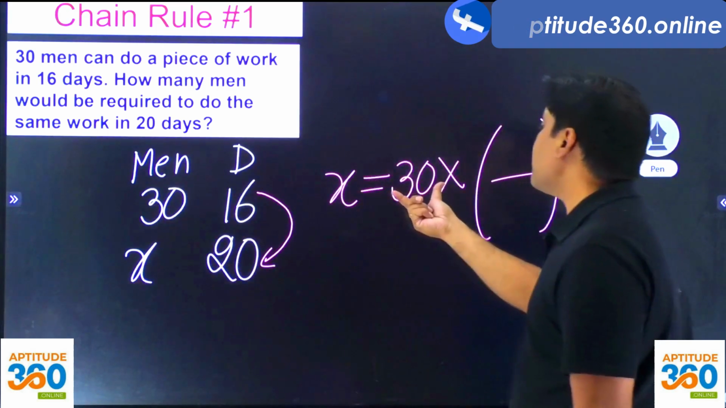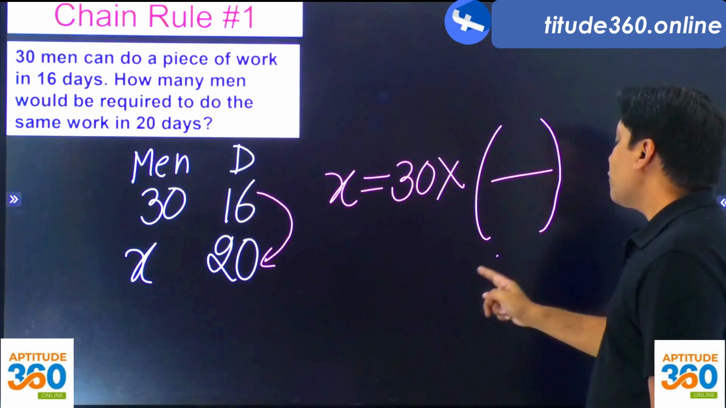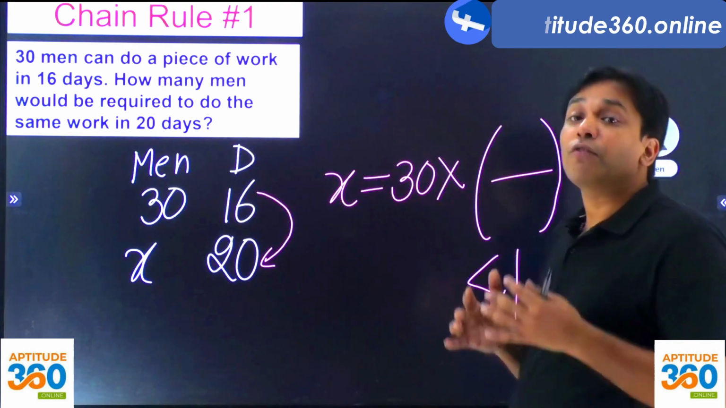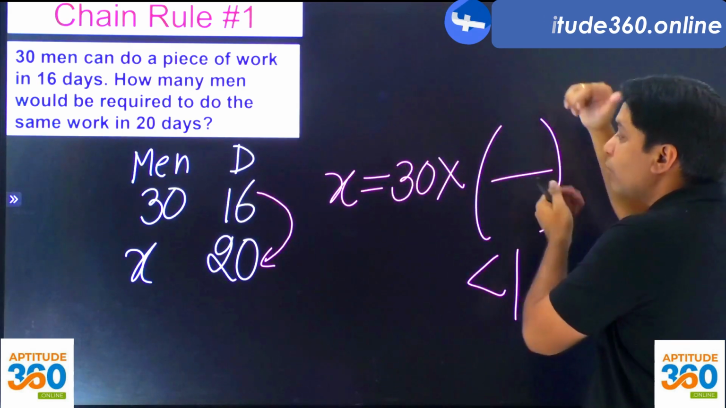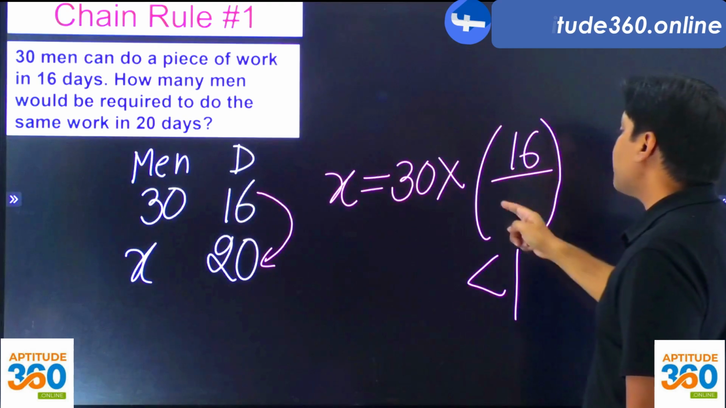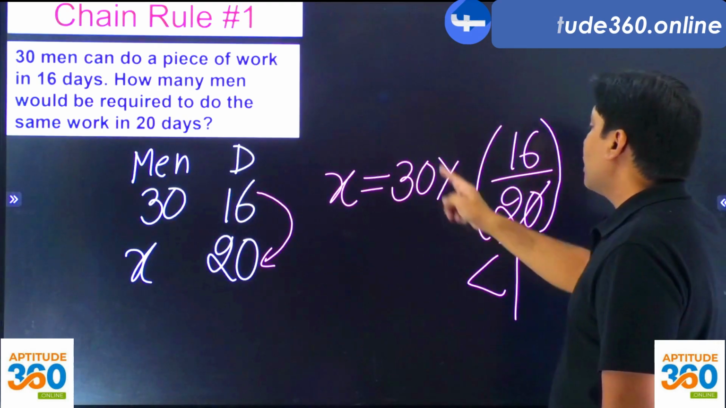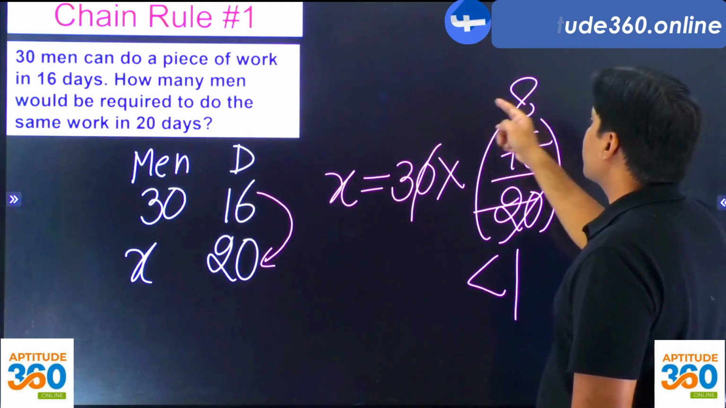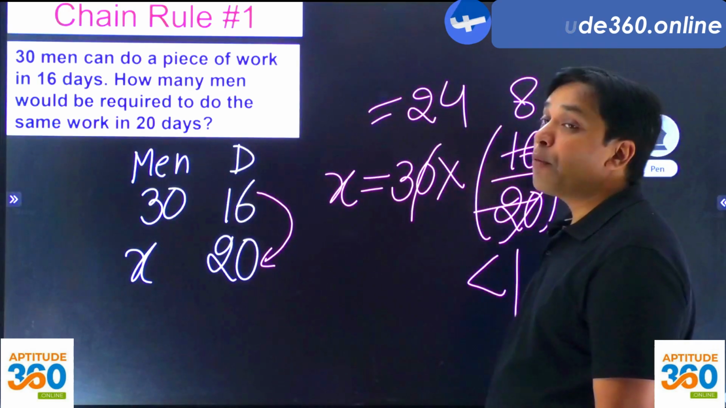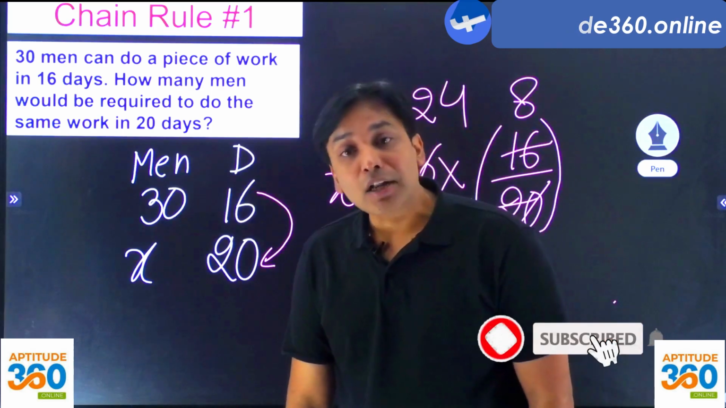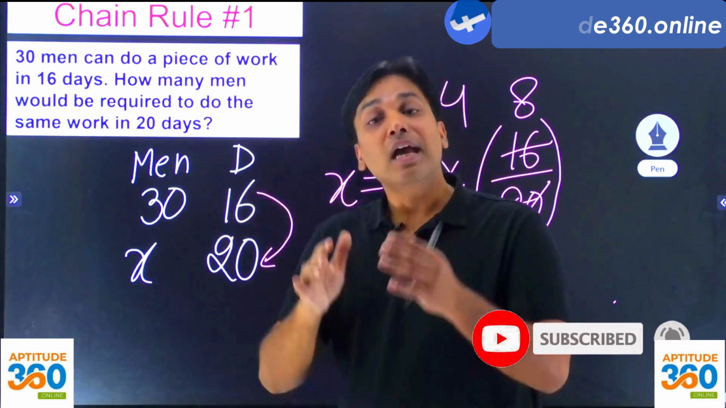So 30 should be multiplied with a value which is less than 1, because we are looking for a value which is less than 30. So 30 should be multiplied with a fraction which is less than 1. Now which one will it be? 16 upon 20. So this is going to be 8 into 3. The answer comes out as 24. So how many men are required? 24 men are required if the work is to be done in how many days?